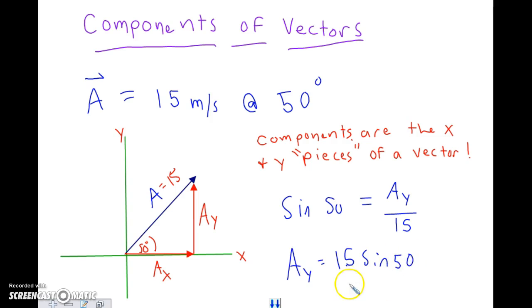And make sure your calculator is in degree mode when calculating that. And that's pretty much it with individual components of vectors.